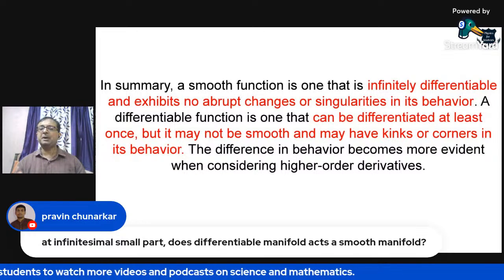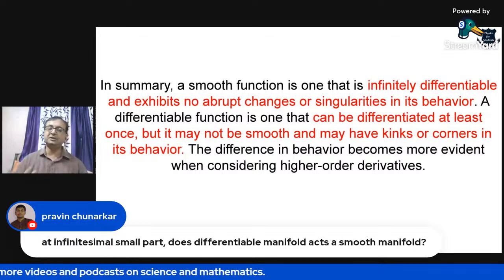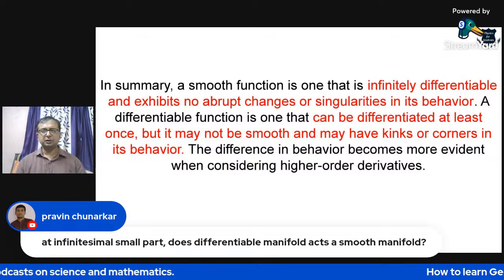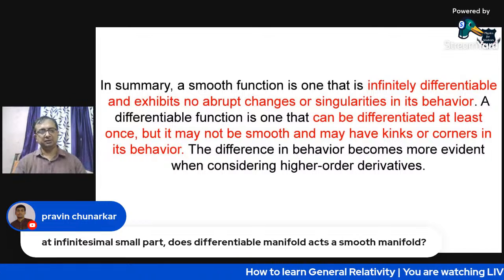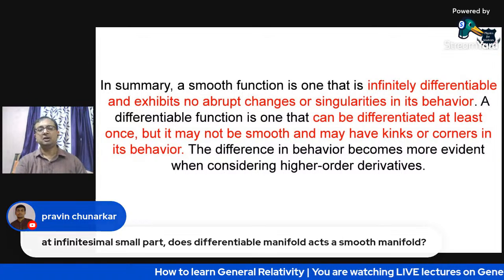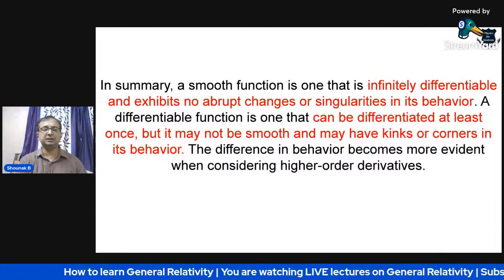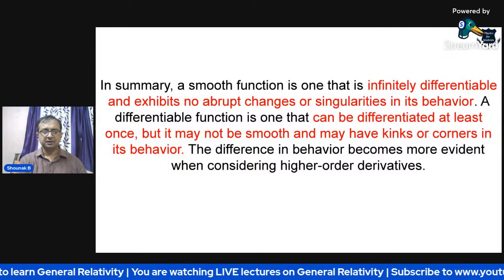Now, infinitesimal part means what? Differentiable manifold itself is infinitesimal, right? So it won't act as a smooth manifold. We are taking it as infinitesimal. So by default, it is infinitesimal. So further, how can we divide it as infinitesimal, right?